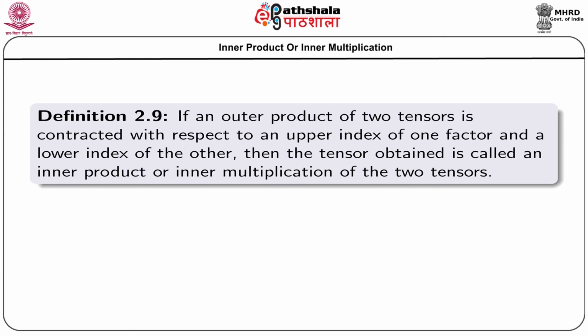If an outer product of two tensors is contracted with respect to an upper index of one factor and a lower index of the other factor, then the tensor obtained is called an inner product or inner multiplication of two tensors. So, first we do the outer product of two tensors and then we contract the upper index of one factor with the lower index of the other factor.